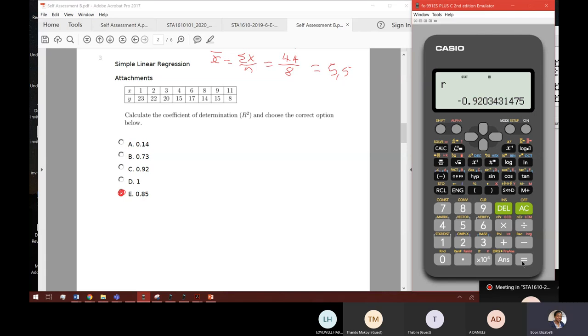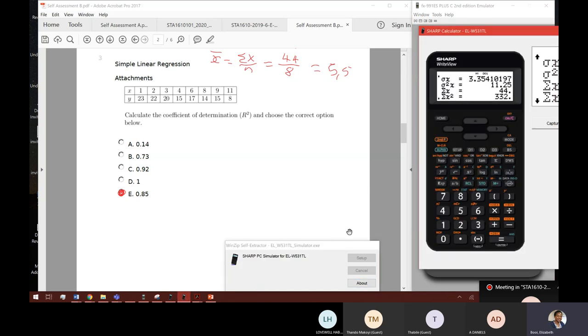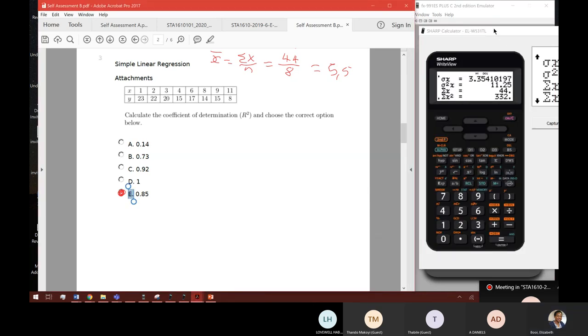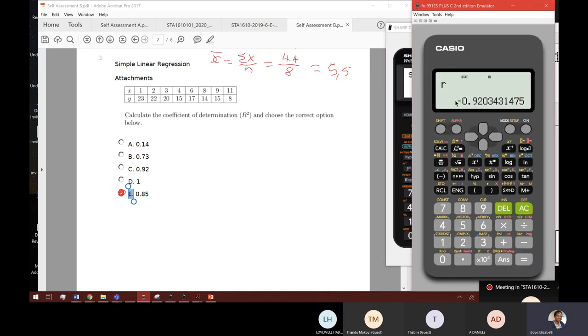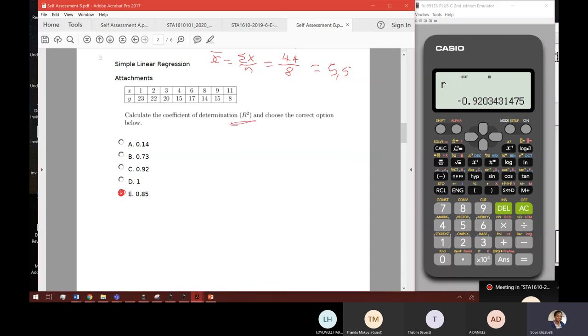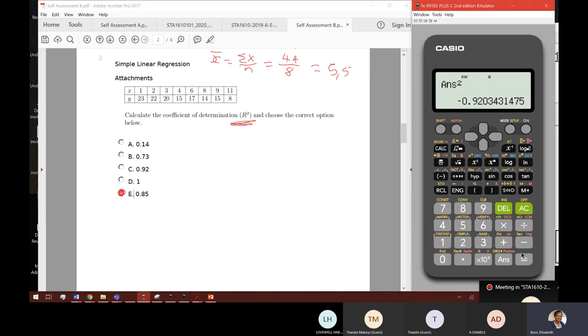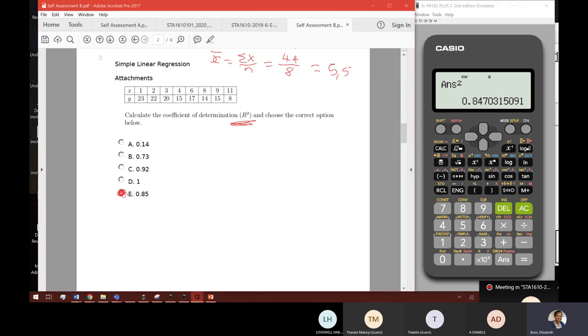And I get a minus. Let's go to my other calculator, since I know that my Casio sometimes acts up. So let's go there. That answer is still correct. Yes. Shift. We have to square it. Yes. Oh, yes. So we're calculating R squared. Yes, you're right. So this is the R, not the R squared. So we need to square it. You are well wide awake. And when we press equal, we get 0.85.